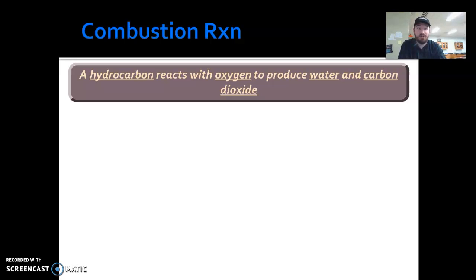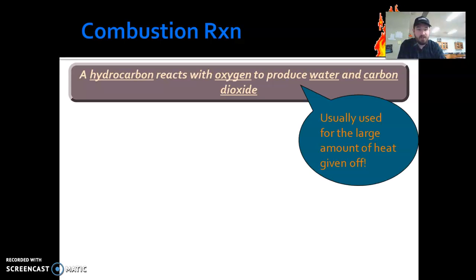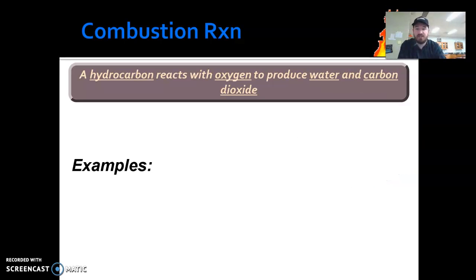Right, that should sound familiar to you because we've talked about this before. These give off a large amount of heat. These combustion reactions power a lot of our energy, whether that's our automobiles to get to school, heating your house, or charging your phone. A lot of these come from combustion reactions.